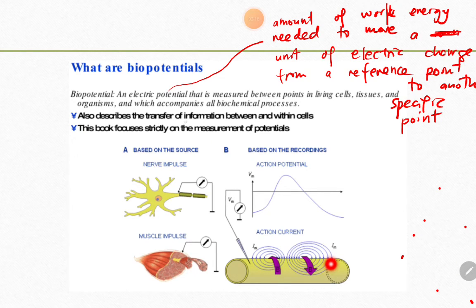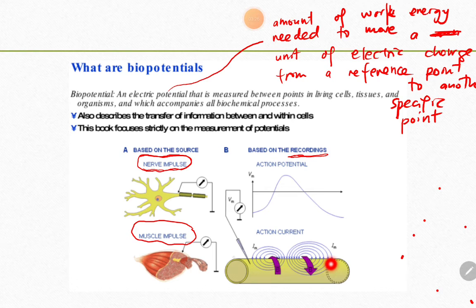Okay, apa maksud transfer of information tu? Daripada pergerakan charge elektrik tu, kita boleh tahu keadaan kesihatan seseorang manusia. Okay, and then biopotential ni juga boleh kita ukur dari source yang kita boleh ukur, macam mana kita nak measure biopotential tu adalah melalui nerve impulse, charge elektrik daripada nerve impulse and muscle impulse. Okay, daripada situ kita boleh tengok bacaannya, the recordings in a graph form or in a data form.